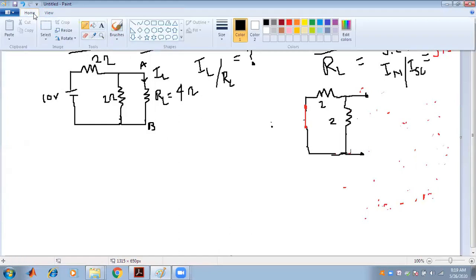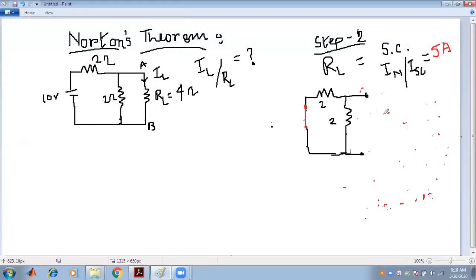We have to keep our eye on that particular part, as we have done in the case of Thevenin, and view from that particular part. Step 2 is there in order to find the value of Rn or R equivalent. That Req is what we have to find.